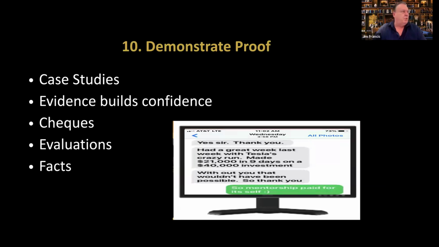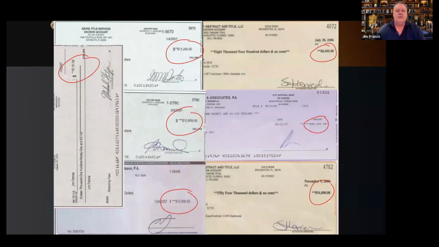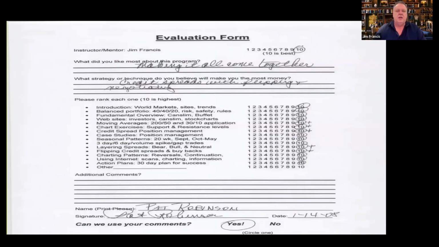You need proof. Proof is case studies. Proof is evidence that builds confidence and trust within you. It is checks, evaluations, fast facts. So if I'm doing trading, I'll show one of my students sending me a text on making $21,000 on a $40,000 investment in less than 9 days. I'll show them my personal checks that I did from real estate, from property investment. I'll show them evaluations of my courses, whether that's Trustpilot or actually a binder full of evaluations.